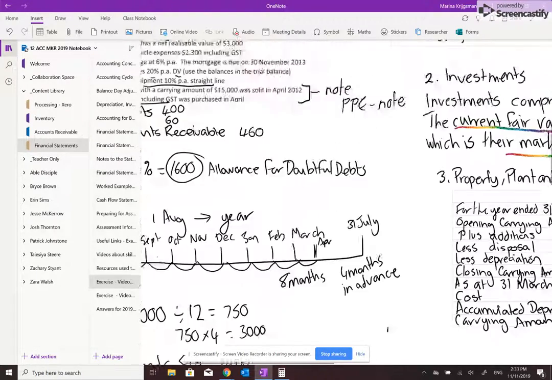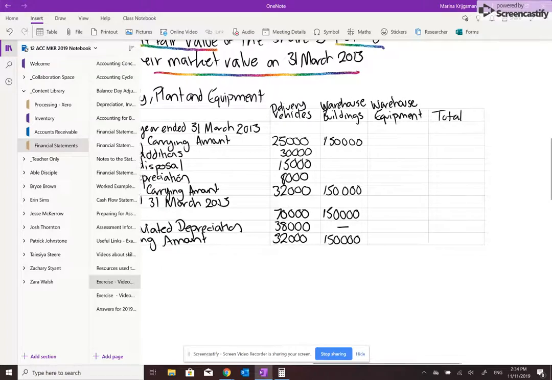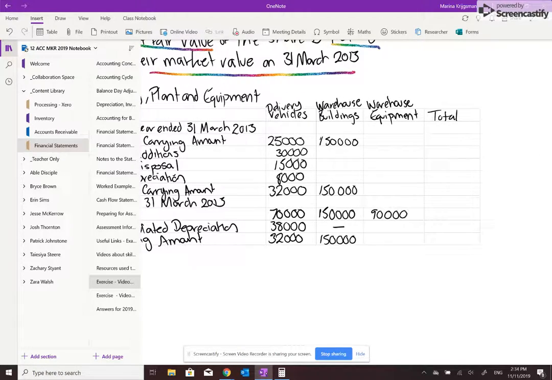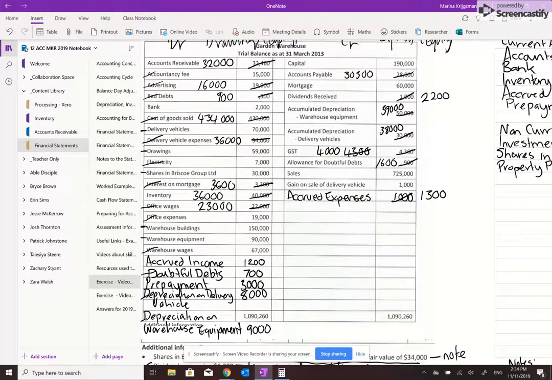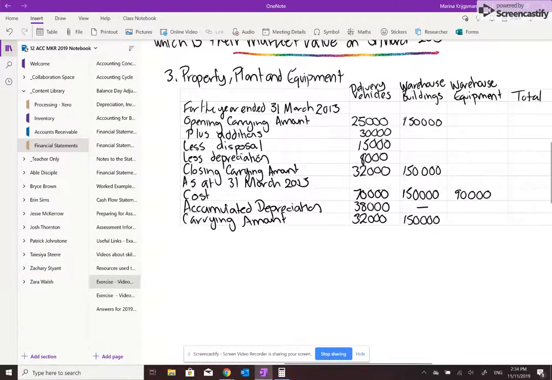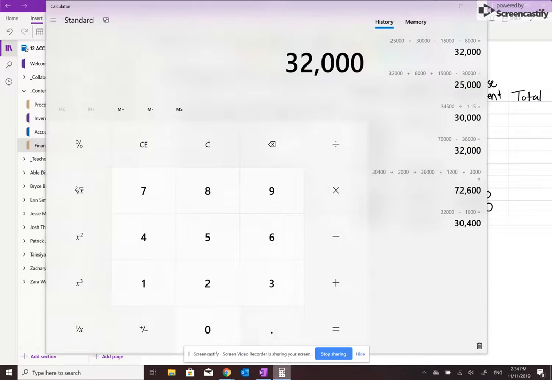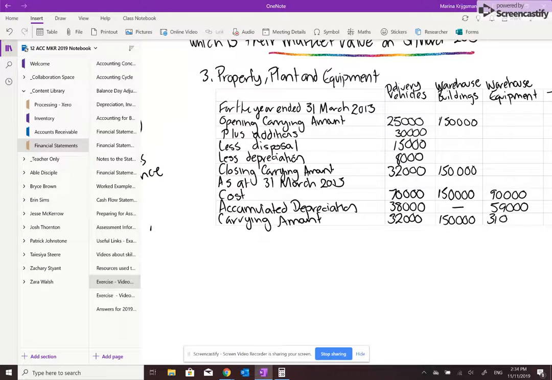With our warehouse equipment, historical cost is 90,000. So we're going to start with that. Going to put in our accumulated depreciation, which is 59,000. And that'll give us our new carrying amount, 90,000 minus 59,000 is 31,000. And closing carrying amount will be 31,000.